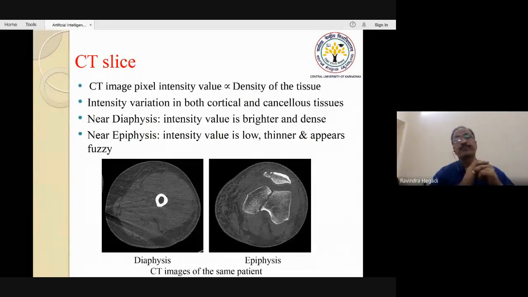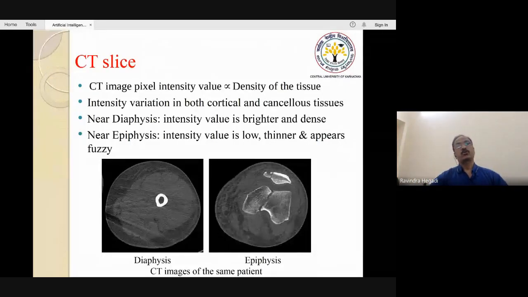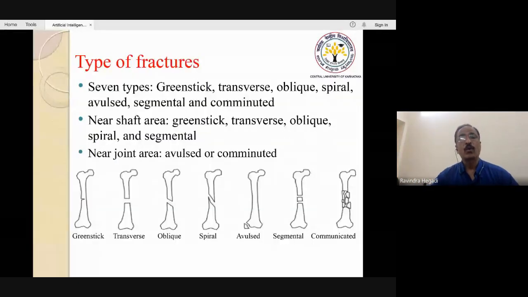High intensities: the intensity values in both cortical and callous tissues can be visualized in this CT image. Near the diaphysis, the intensity value is bright, and that's why this part is very dense. Near the epiphysis, the intensity values are low, meaning they are thinner and appear very fuzzy, as you can see in the images. There the density is low, because it contains the hollow part also. So we have understood how bone is visualized in CT images.